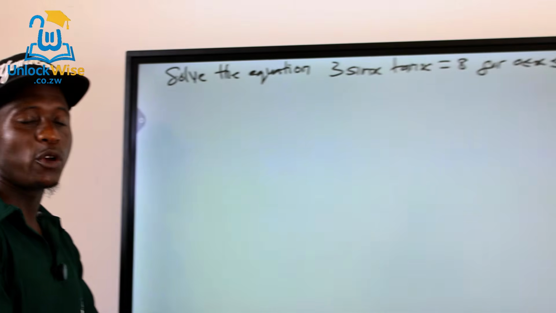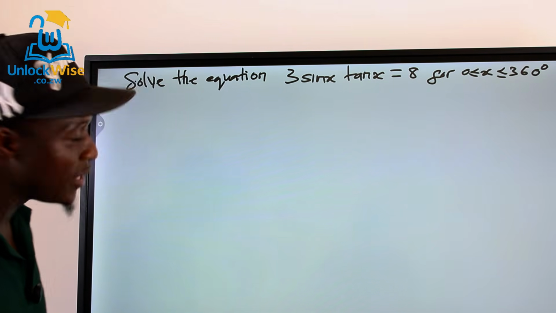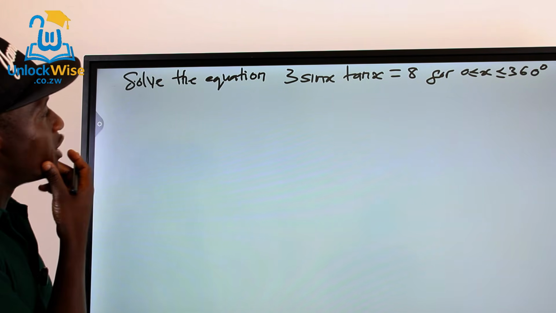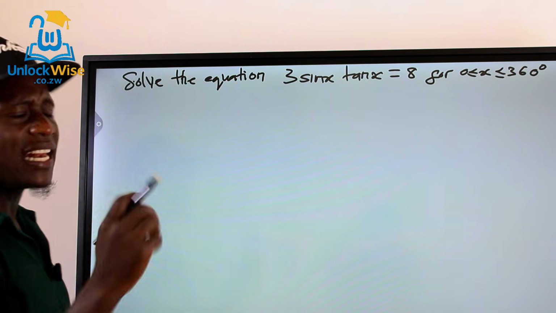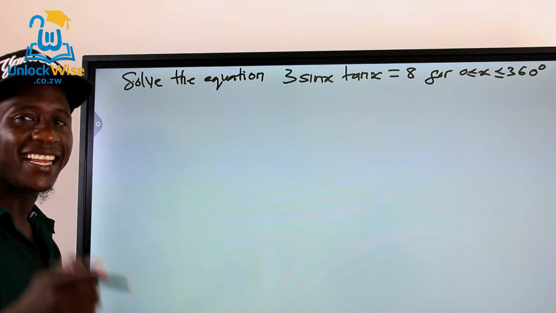Remember, on our last topic, we were dealing with trigonometrical identities. So, for you to answer this question, clearly you have to remember what is the identity of tan x.